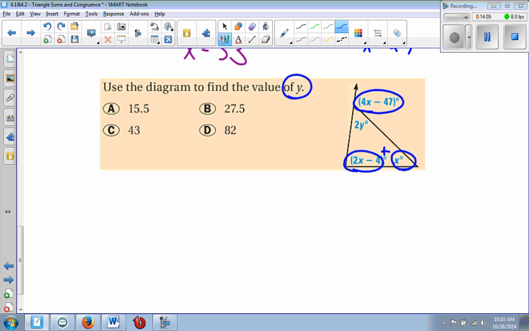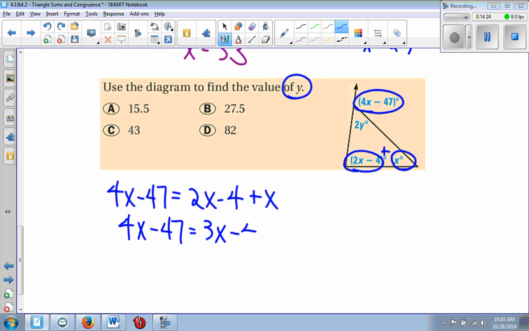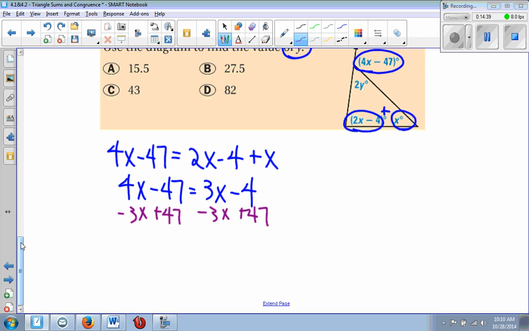So I'm going to write my equation using the exterior angles theorem. And that is the exterior angle is equal to the two on the other side of the triangle added together. So if I combine my like terms after I've written my equation, this is what my equation looks like. I would do a couple of things to rearrange here. One of the things would be to add 47. One of them would be to subtract 3x. And I would get an equation that says x equals 43.